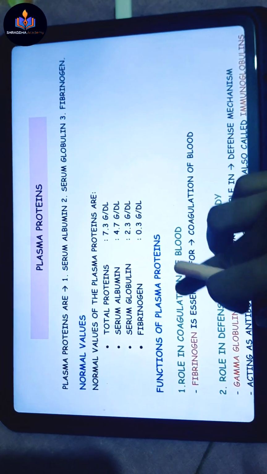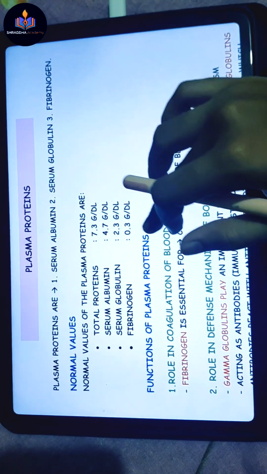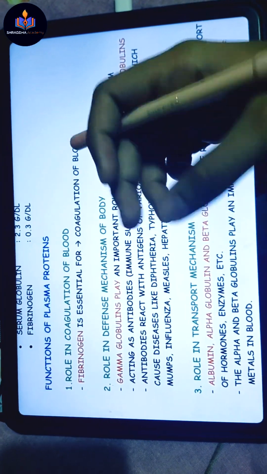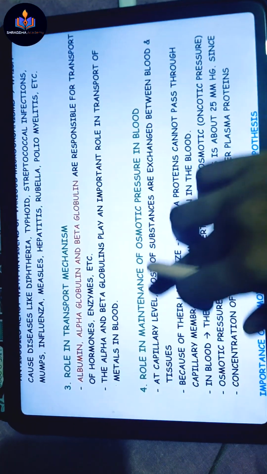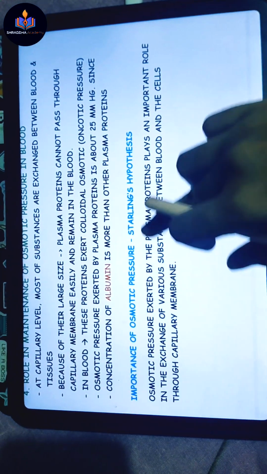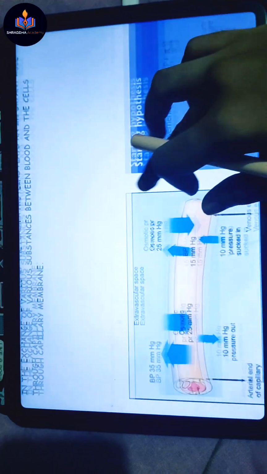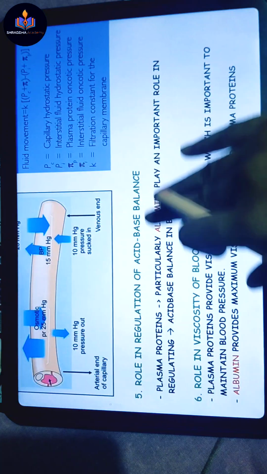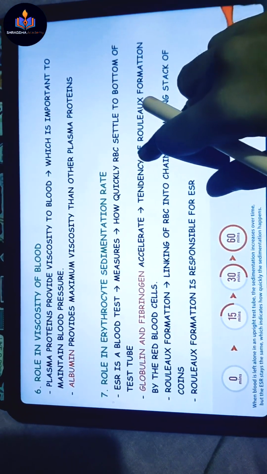The functions of the plasma proteins are role in the coagulation of the blood. The main function of this is coagulation of the blood, role in the defense mechanism in the body in the form of immunity, okay. And then role in the transport mechanism, role in maintenance of osmotic pressure in blood. This importance of osmotic pressure, Starling's hypothesis, is very important for examination. Then role in regulation of the acid base balance, role in viscosity of the blood, and role in erythrocyte sedimentation rate.